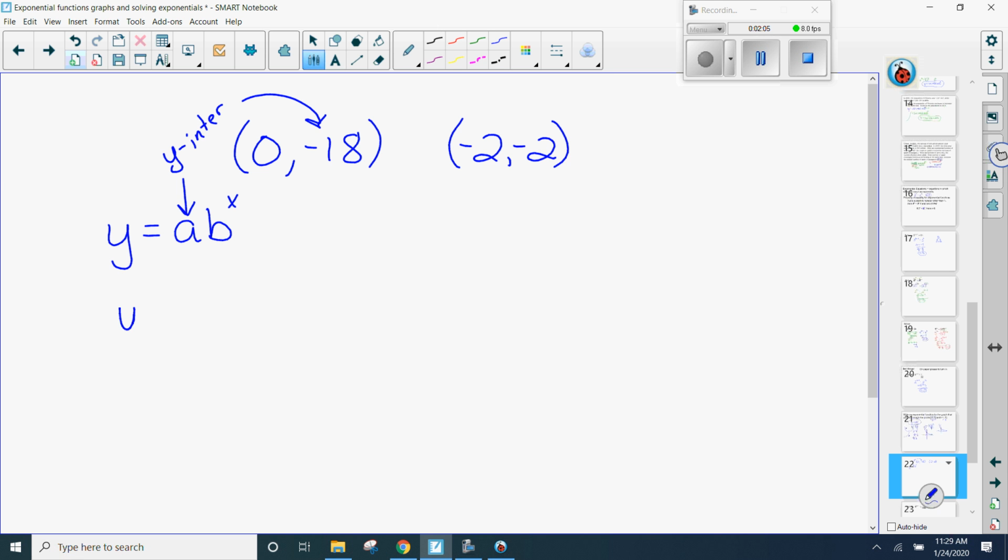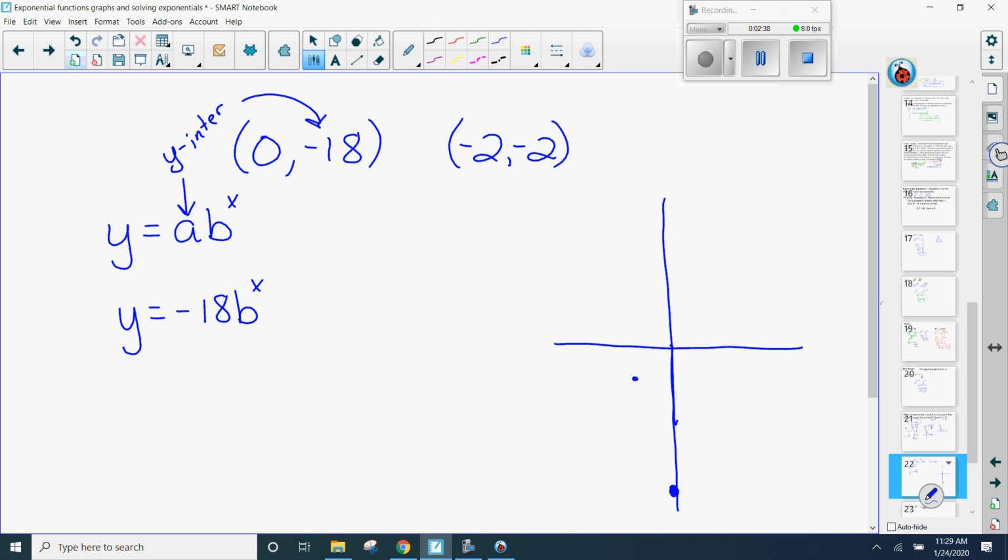So I know my equation is going to look like y equals -18b to the x power. I need to figure out what b is. If I think about what b should be, let's visually just kind of get an idea of where these points are at. First of all, we can plot those points. You get (0, -18), which is clear down here, right? And then I have the point (-2, -2), which is somewhere right there.